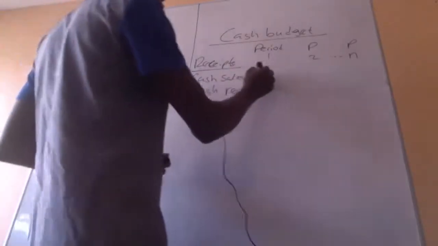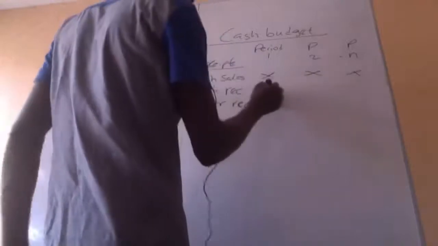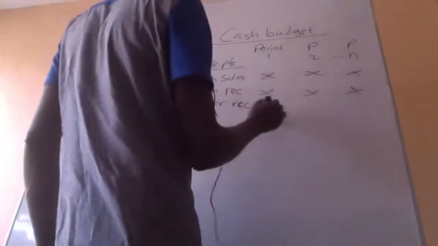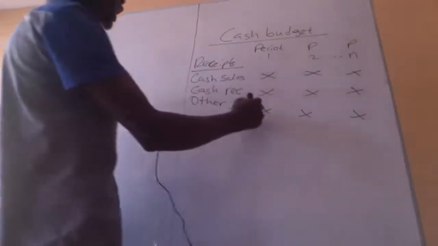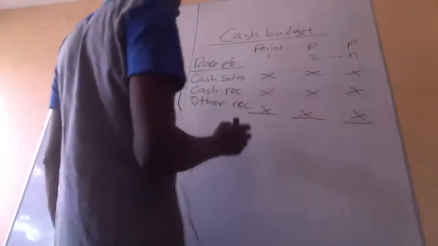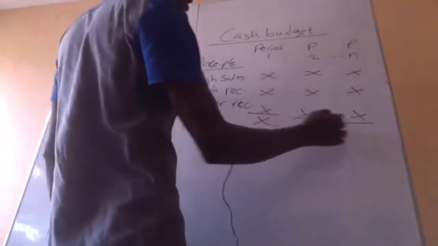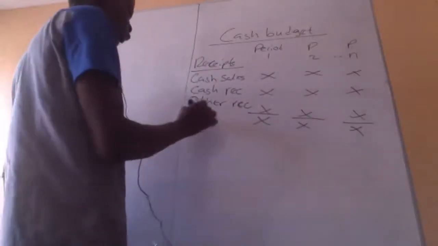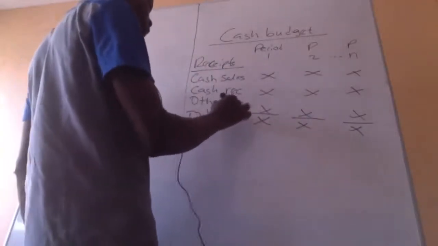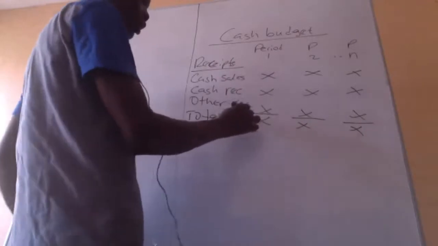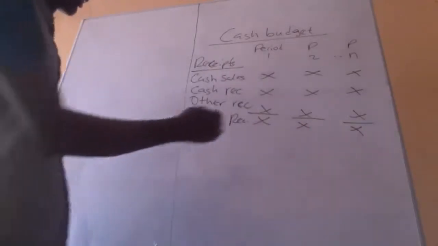So you bring it here, just the amount. Then you total it and get your total receipts. So that's the total. Good. Total receipts.